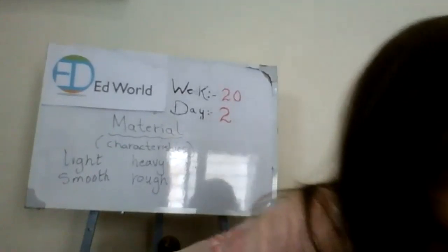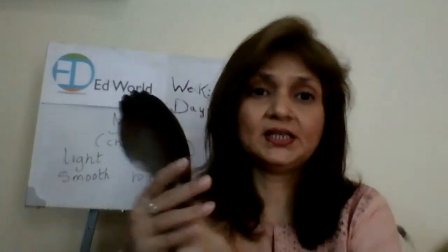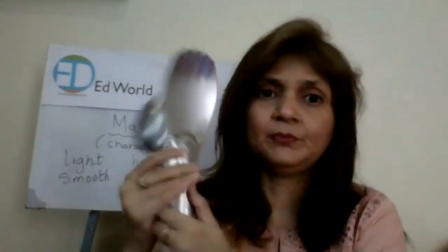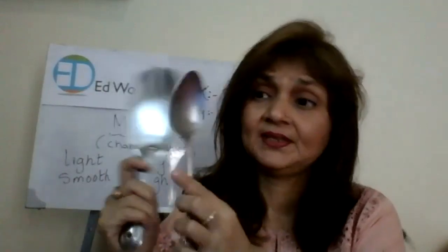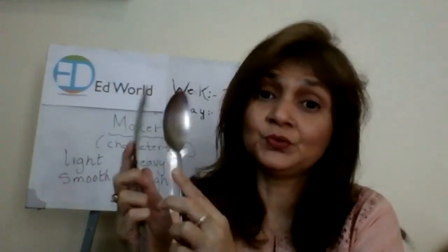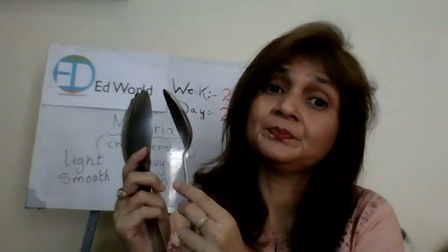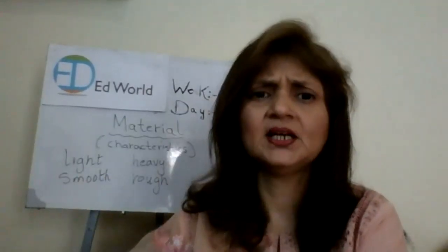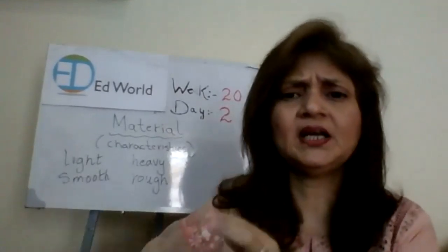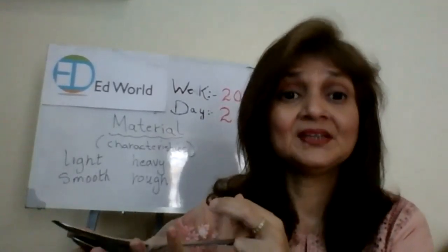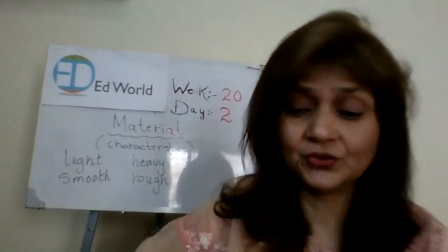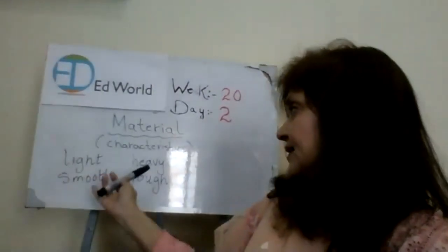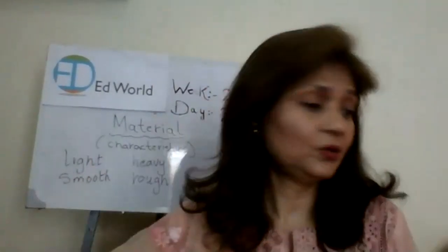Now, the next one is, what are these that I'm holding in my hand? These are spoons, spoons which are made from metal. The material is metal. Now, when I'm holding it, can you tell me how it feels? It's heavy, right? So, another property that is heavy. Okay. Now, what about this?